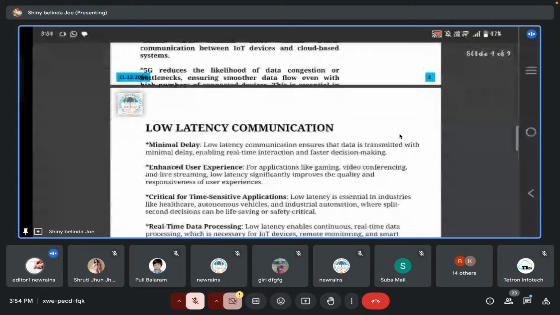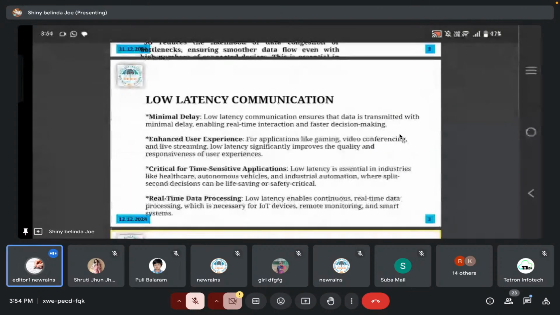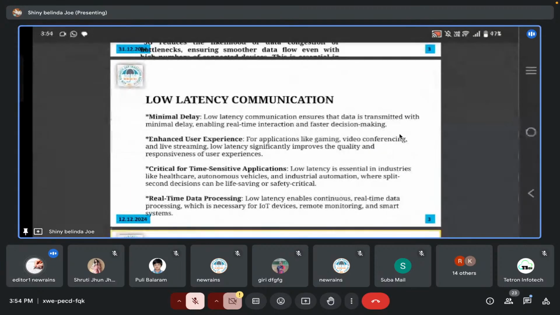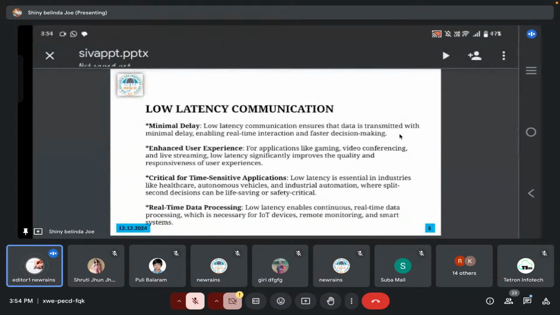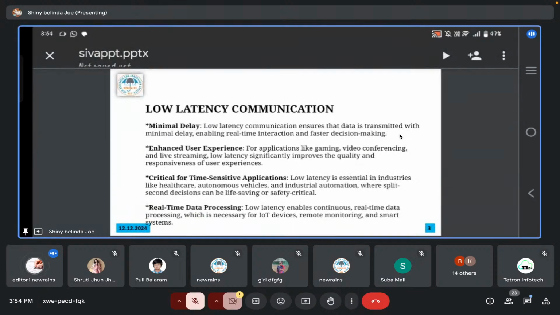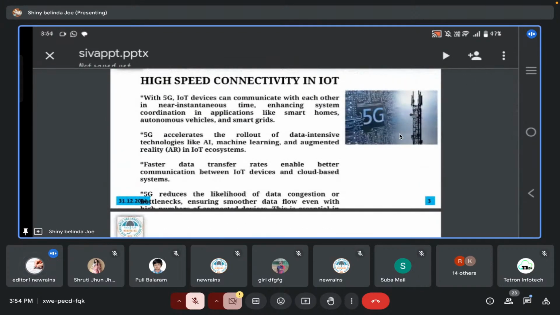Low latency means a very fast response, very fast sharing. That is called low latency. Then massive connectivity. Massive connectivity supports a very large number of device connections, because in the world we have billions of devices, so to connect them all we use massive connectivity. Those are the features of 5G.